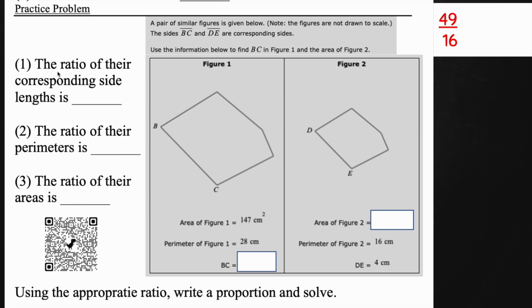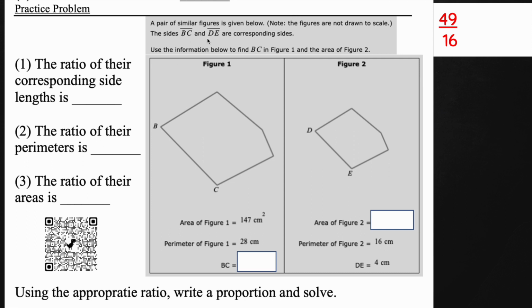So number one, we're going to read this problem in a minute. They want the ratio of the corresponding sides, the ratio of the perimeter, and the ratio of the area. So we're going to go through and fill this out to answer the two fill in the blanks down here. A pair of similar figures is given below. Note that the figures are not drawn to scale. They're giving you that note because they don't want you to try to take any measurements of the diagram. They want you to use the properties we just learned.